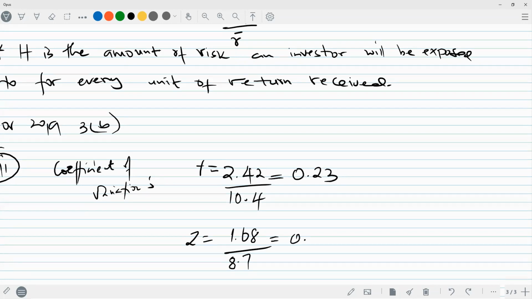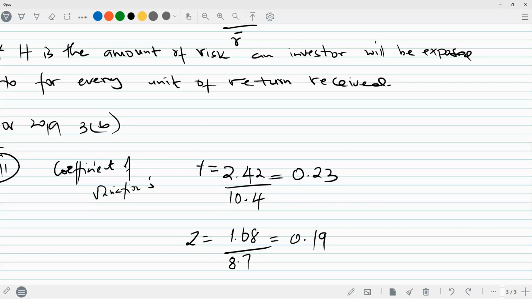0.19. Now, let's interpret Y. 0.23 means that for every 1% return you receive from Y, the amount of risk you'll be exposing yourself to will be 0.23%. For Z, for every 1% return you receive, you'll be exposing yourself to 0.19% of risk.